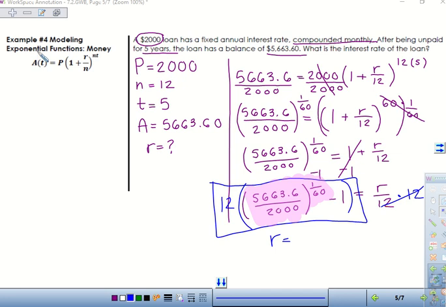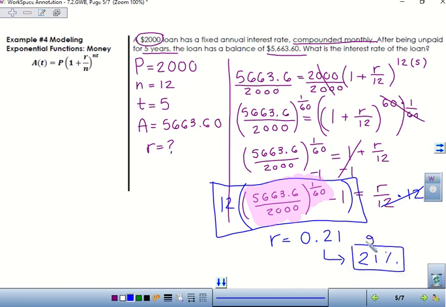I'm going to take that number and then subtract 1 from it, and then multiply it by 12. And in the end, I'm going to get 0.21, which is about 21%. Now, this is actually growth and not decay. It came out to be positive.